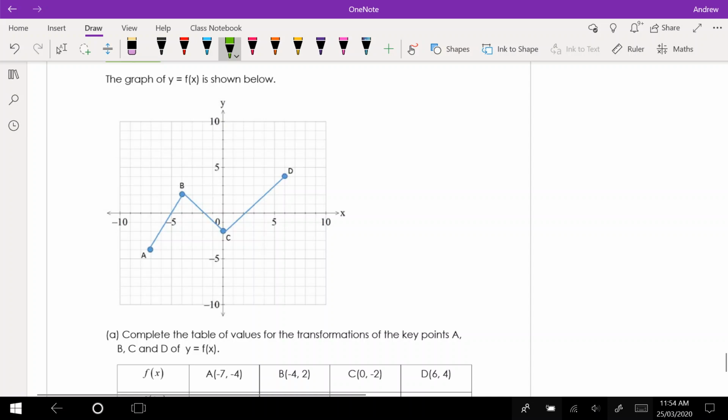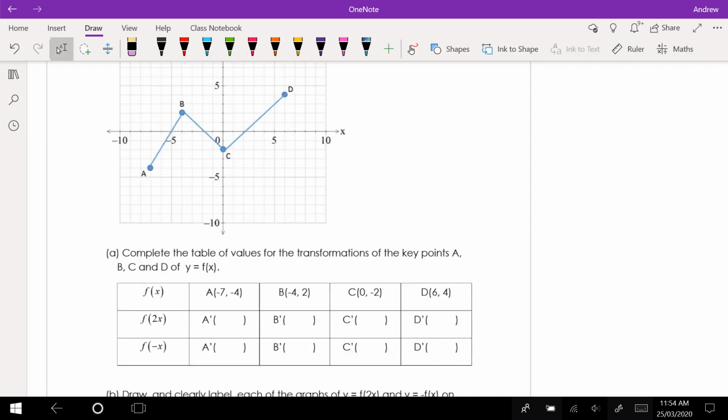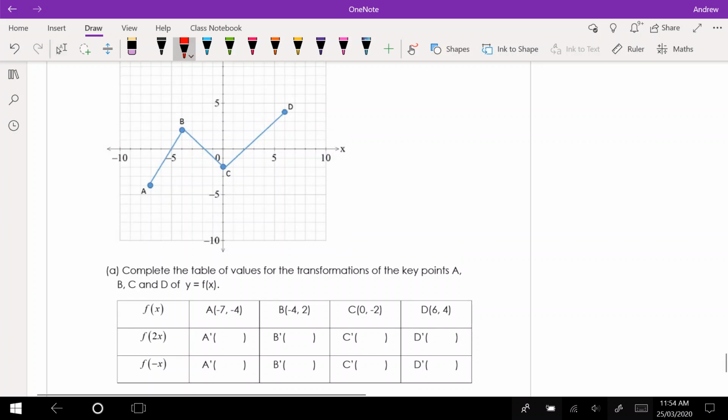So again, let's find out what these are. This is where it may be a little bit different. So I'm just going to start with the point A. Can someone give me the coordinates of point A? How about we look here? The coordinates are -7, -4. Okay, just look at our table down here.